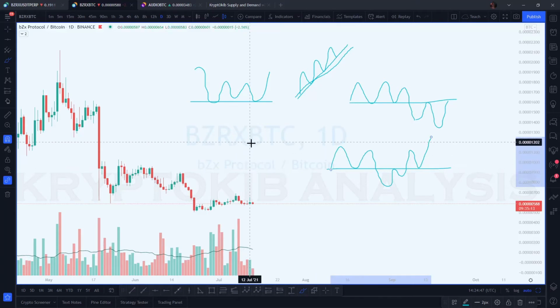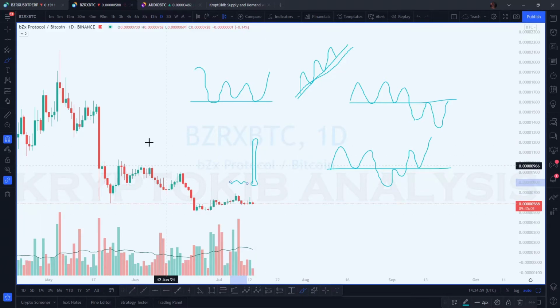But in supply and demand, we look for areas of explosive moves, where maybe there has been some pause in the market, and then we have an explosive move away, or a big crash, like we have here. So we look for the origin of such explosive moves, and that is where we want to find our demand or supply zones.